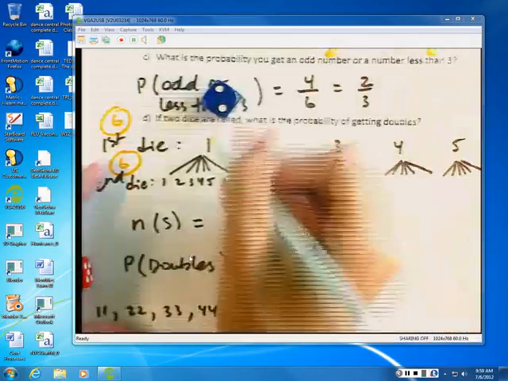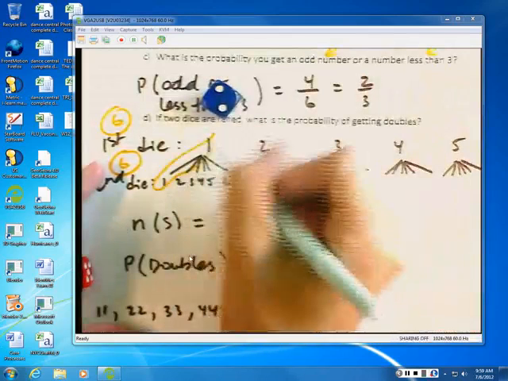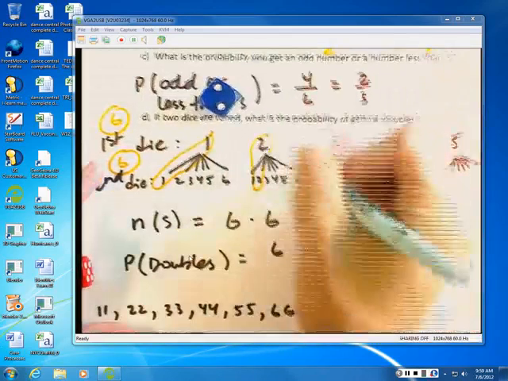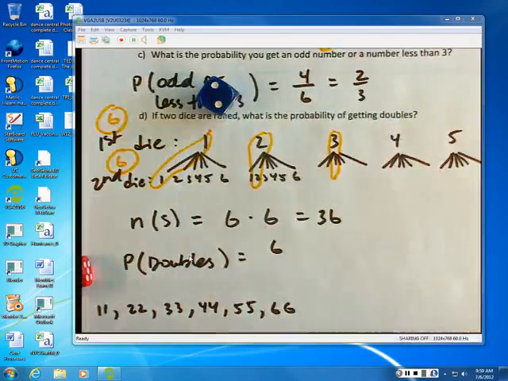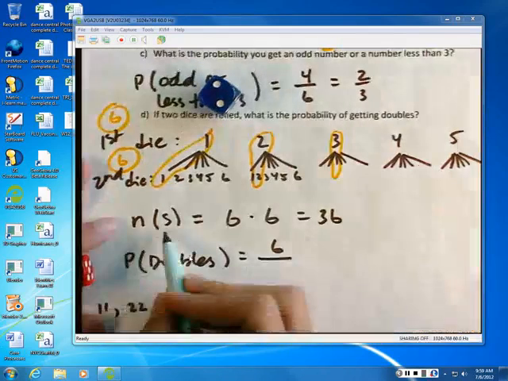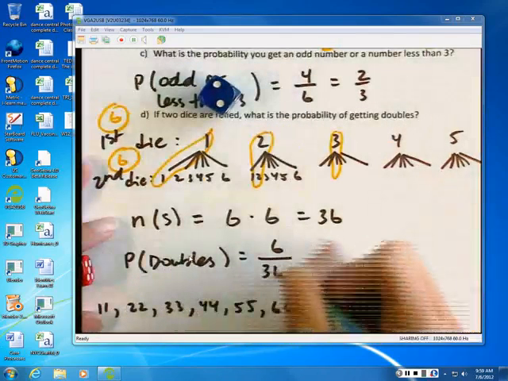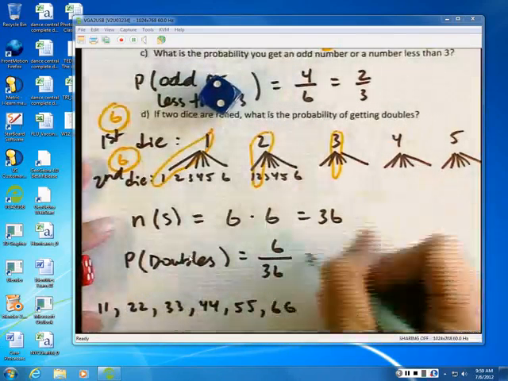I'll circle the first one so you can see them. Okay, there's the first double. There's the double 2s. The double 3s are going to be right there, and so on. So I've got 6 doubles. And the number in my sample space goes in my denominator, which is 36, also known as 1/6.